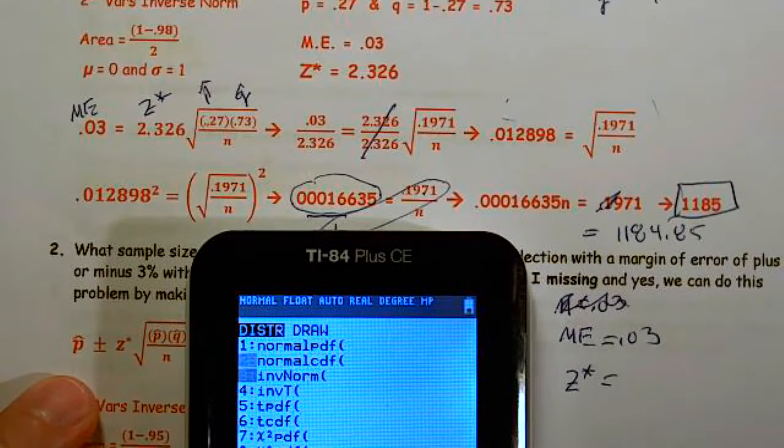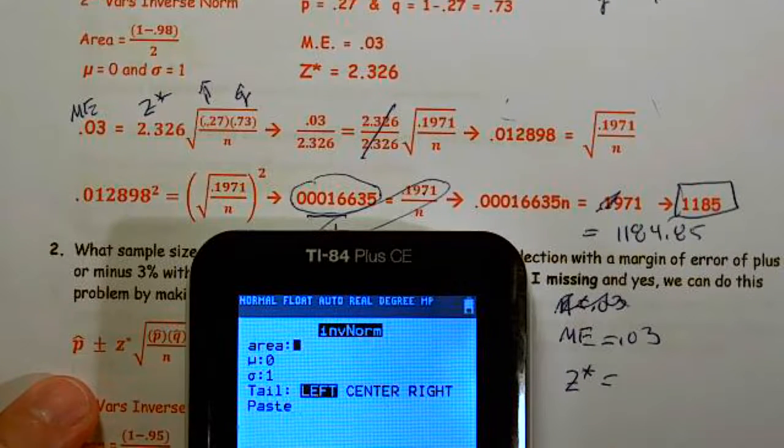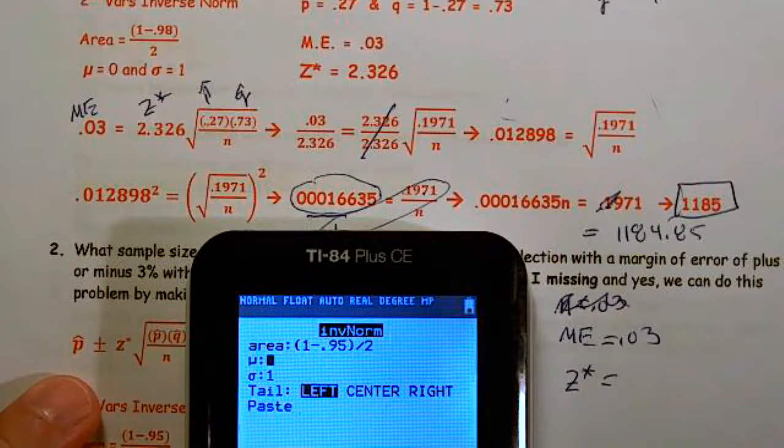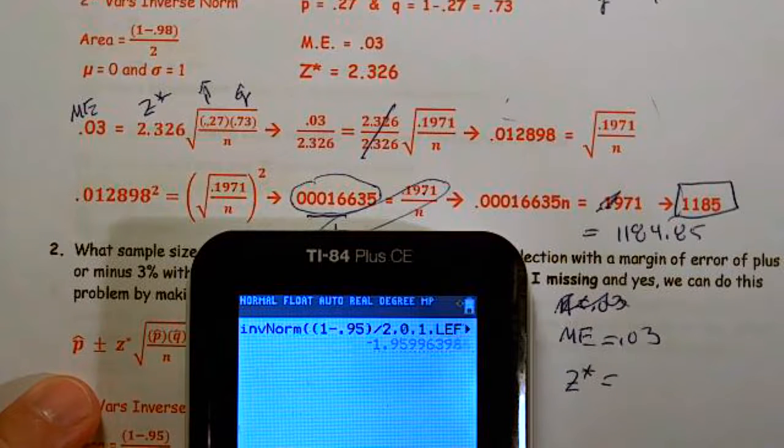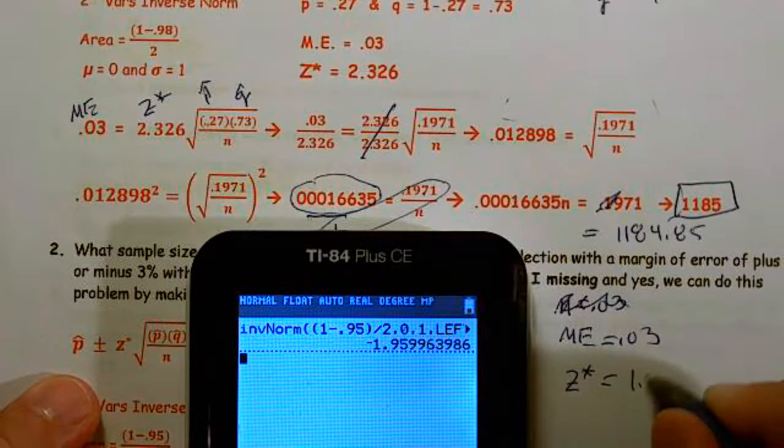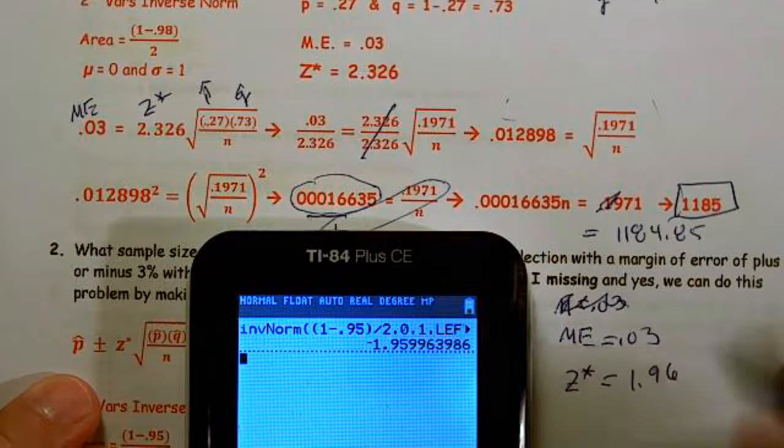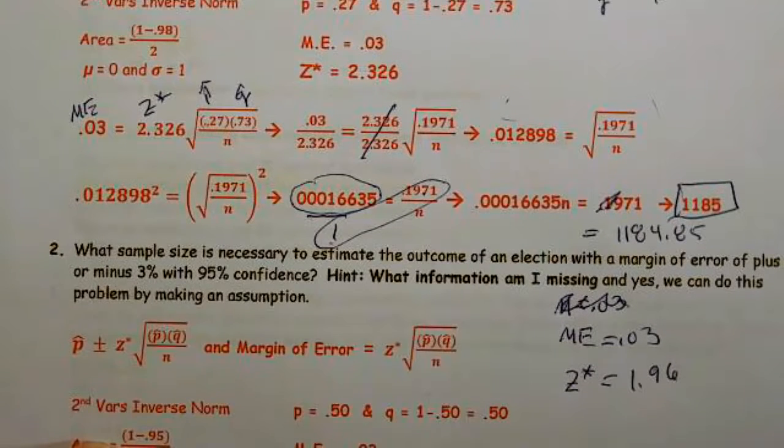Second var's inverse norm, and parenthesis 1 minus 0.95, close parenthesis, divided by 2. Mean is 0, standard deviation 1, calculate. And I end up getting 1.96 for Z star by rounding.